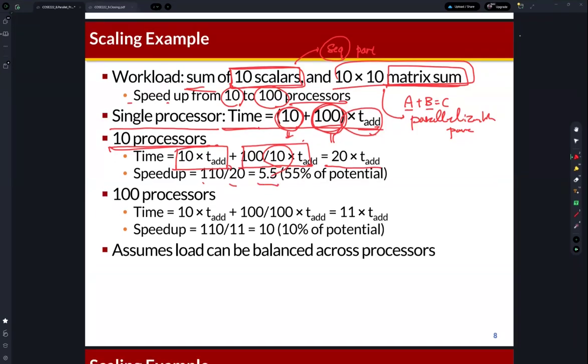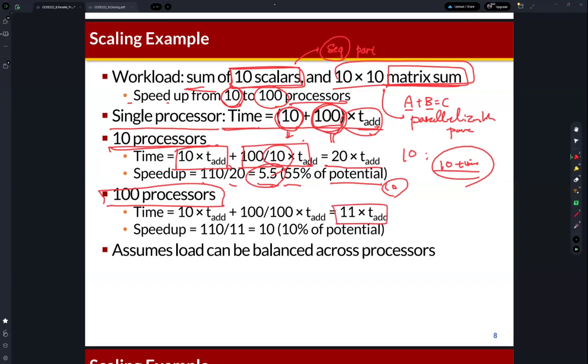So if we use 10 processors, what is our expectation? We can expect that using these 10 processors, we can achieve 10 times of speedup. But the actual speedup for this workload is 5.5, which is around 55% of potential. Potential is 10. How about 100 processors? We can apply the same. The total execution time is 11 T add, then the speedup is just 10.